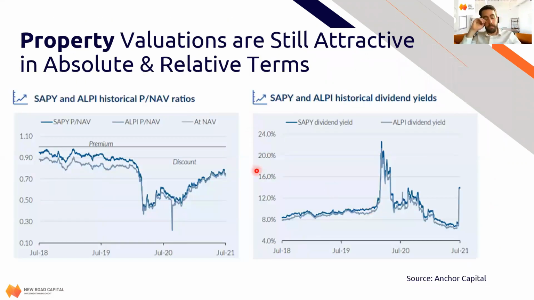We still like property. It's done well for us. We have recently down weighted, but we still like it. It's still at a discount to NAV. Dividend yields have recovered now that the lockdowns have eased and you've got people paying their rents again. They're quite strong and still offering a nice discount.